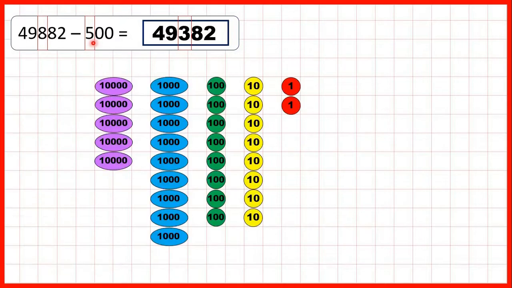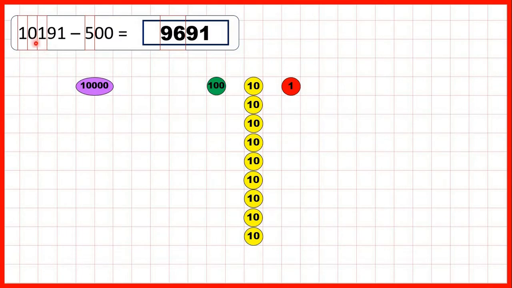So let's have a look back at this first question. We started with 49,882, which we've represented here with place value counters. So if we subtract 500, we're just taking away 1, 2, 3, 4, 5 of our hundred counters, and that means the only thing that's changed is that we now only have 3 hundreds.